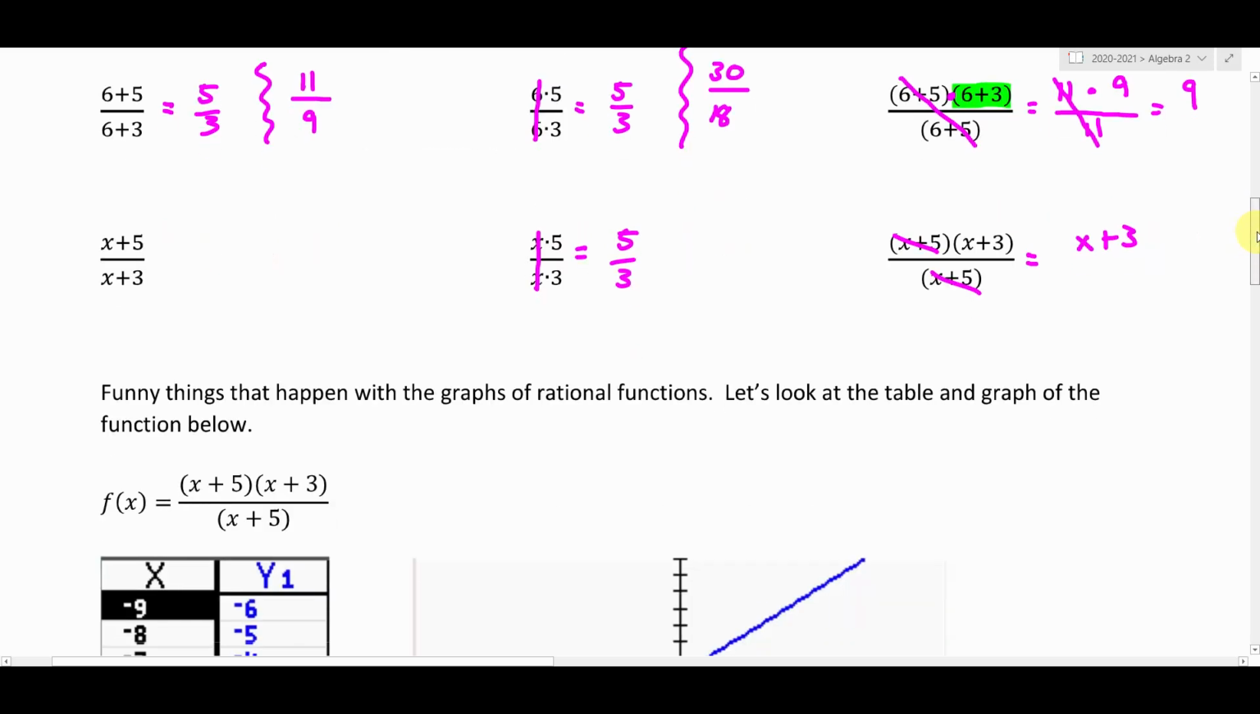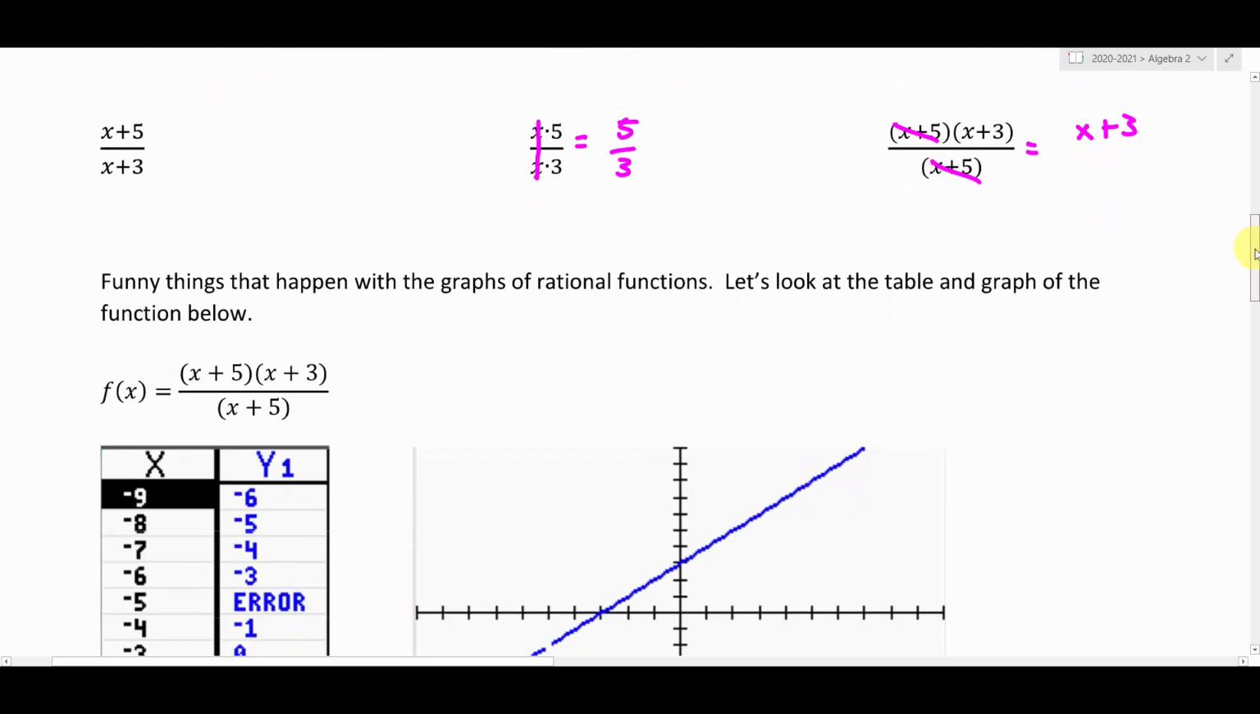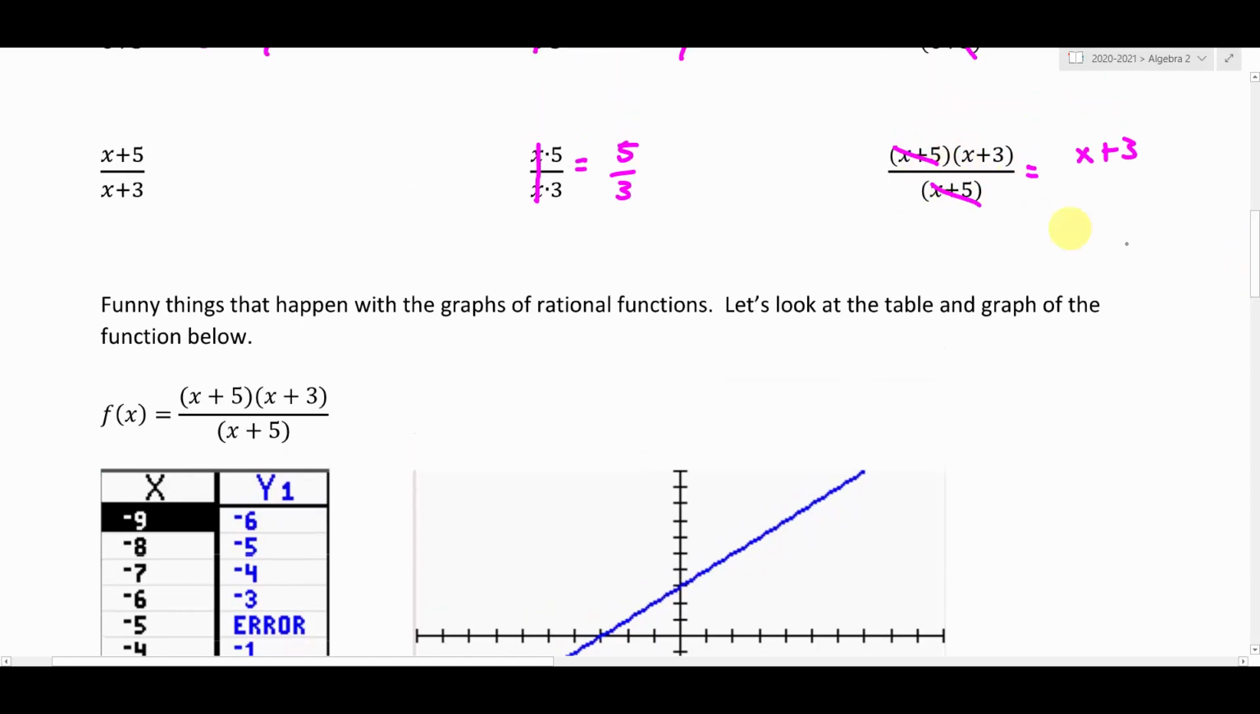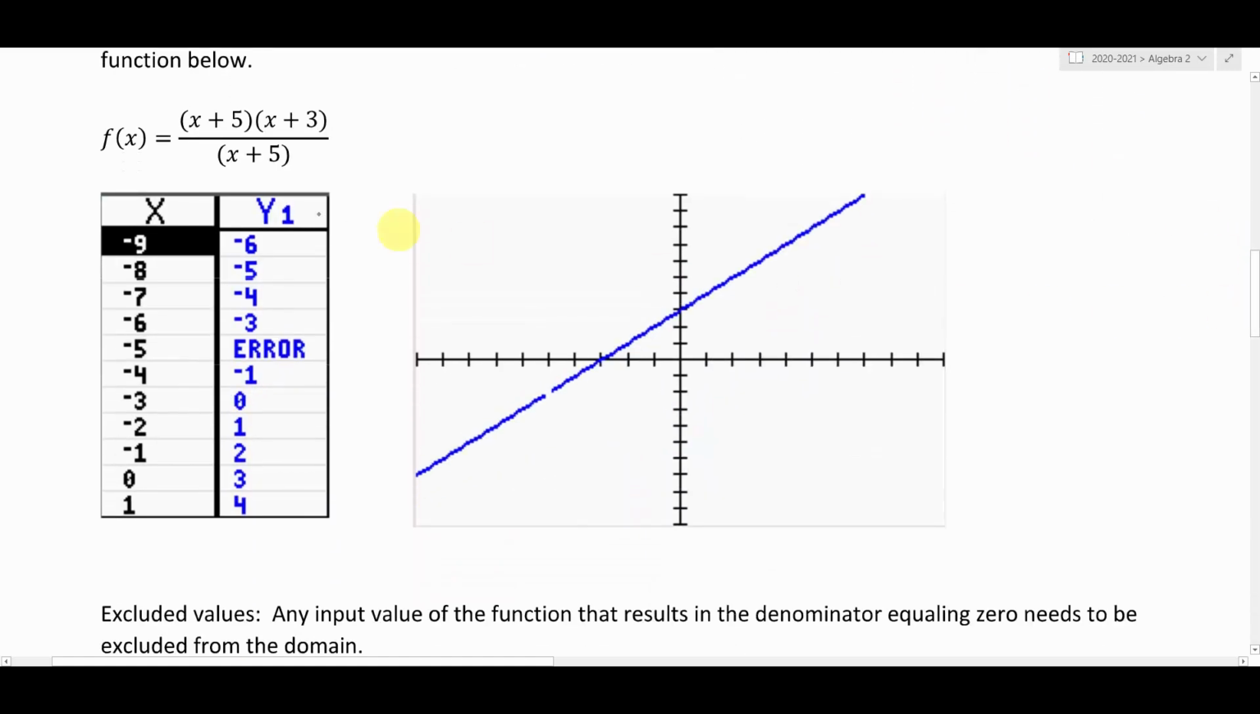Okay. So the next thing we need to talk about is the funny things that happen with the graphs of these rational functions. Right. So I took this function here, and I put it into function notation and I graphed it. And so this is literally a screenshot of what I got on my calculator when I graphed it, and this is the graph that resulted when I put it in my graphing calculator.